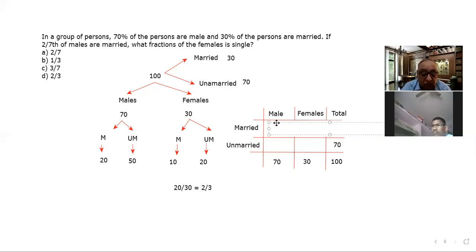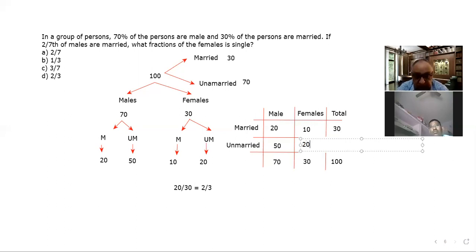So 2/7 of 70, that will become equal to 20, are those who are married. And females who are married, that is equal to 10, because total married persons are 30 only, right? And now total males are 70. Out of those, 20 are married, 50 males are unmarried, right? Total females are 30. Out of those, 10 are married and 20 females are, you can say, unmarried, right?